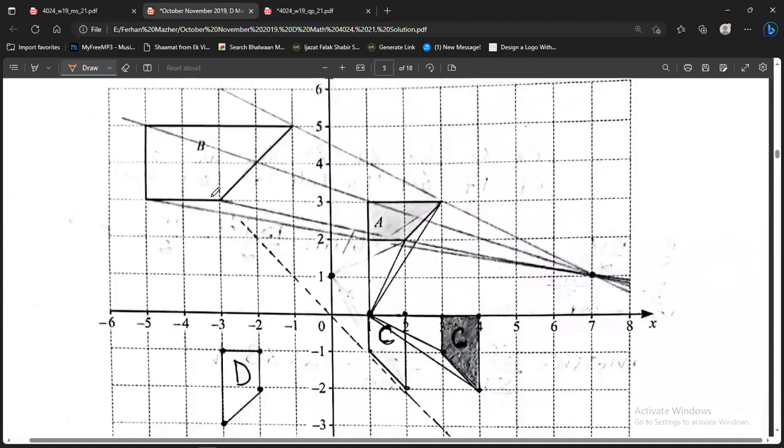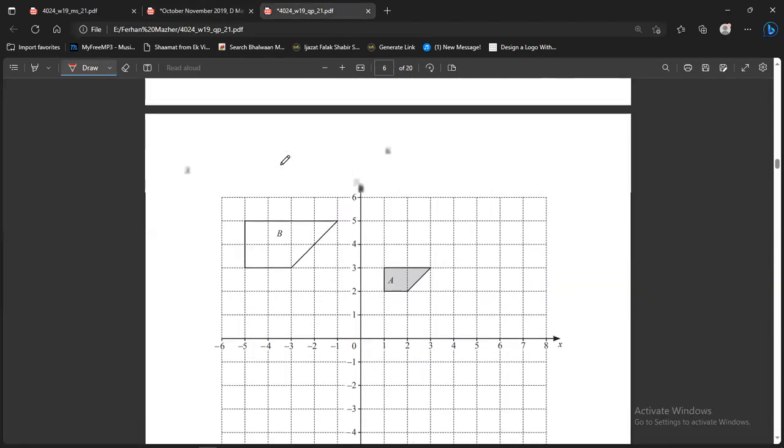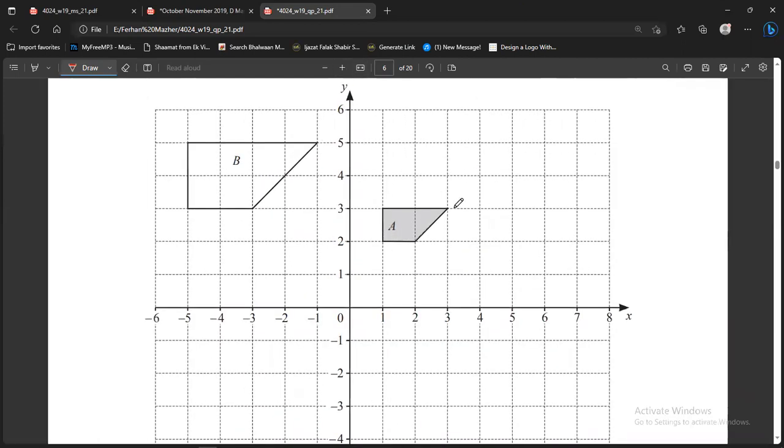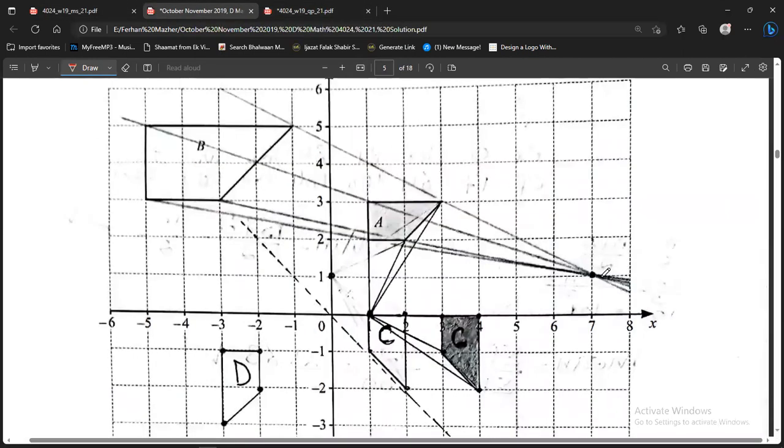So you see here, this is the diagram A, this is the diagram B. So I will join this point with this point, this with this point, this with this point, and this with this point, and prolong the lines. You can see these big lines, and they all intersect here at (7, 1). So it's an enlargement whose center of enlargement is (7, 1).